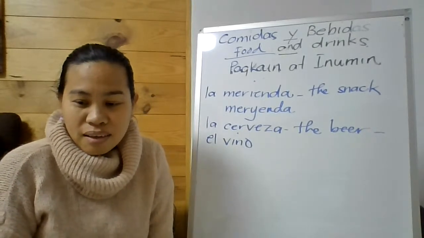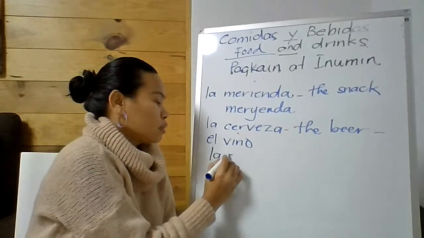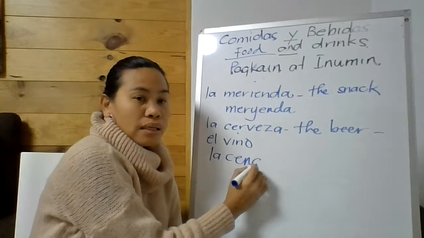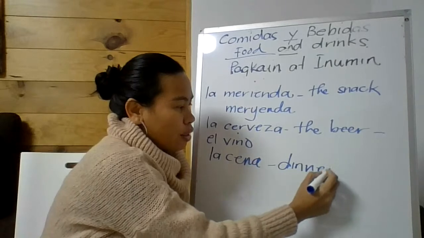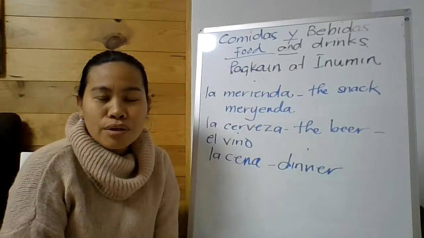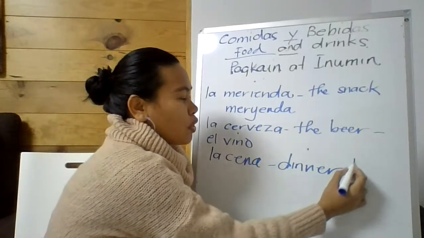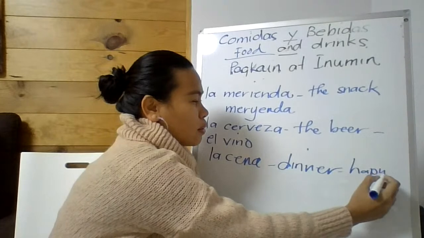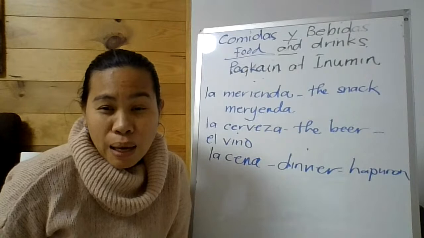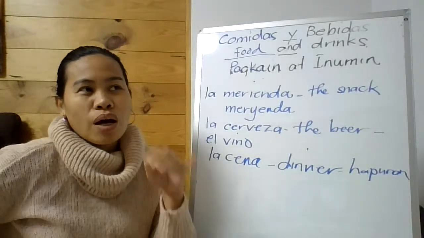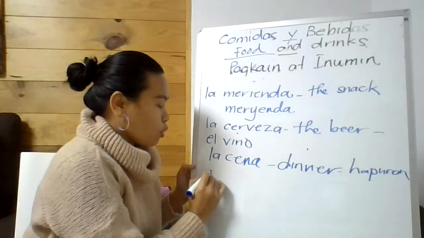Next. La cena. La cena is dinner. Dinner. Ano ba ang dinner sa atin? Almusal, hapunan. Hapunan. Ayan. Ang dinner sa atin ay hapunan. So, el almuerzo is breakfast o desayuno.